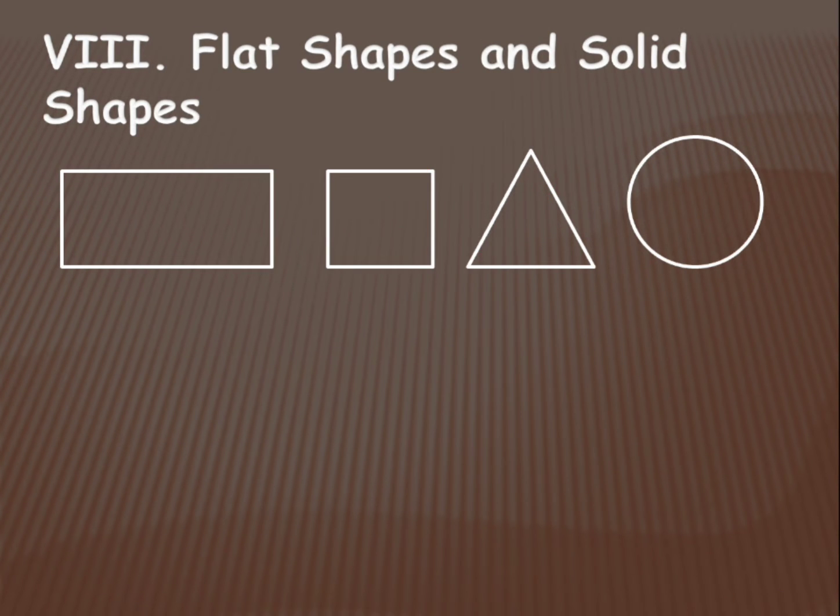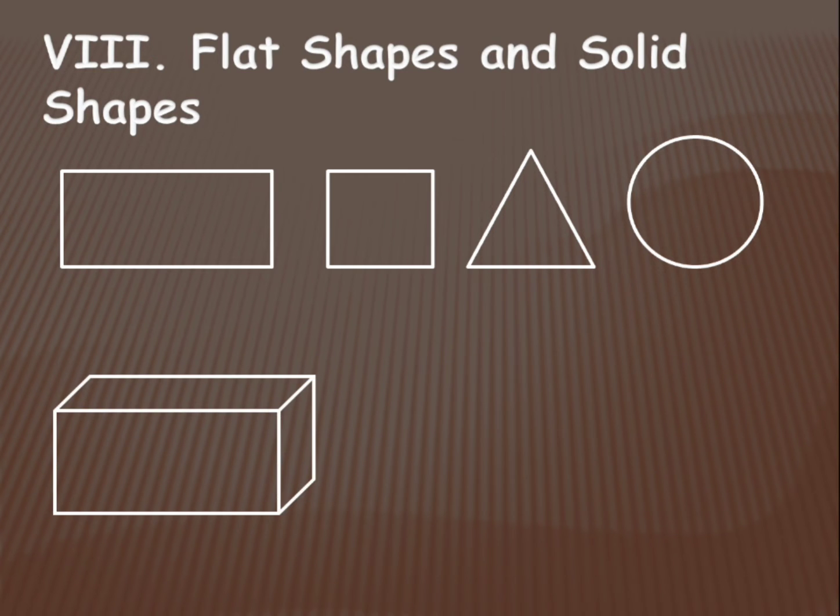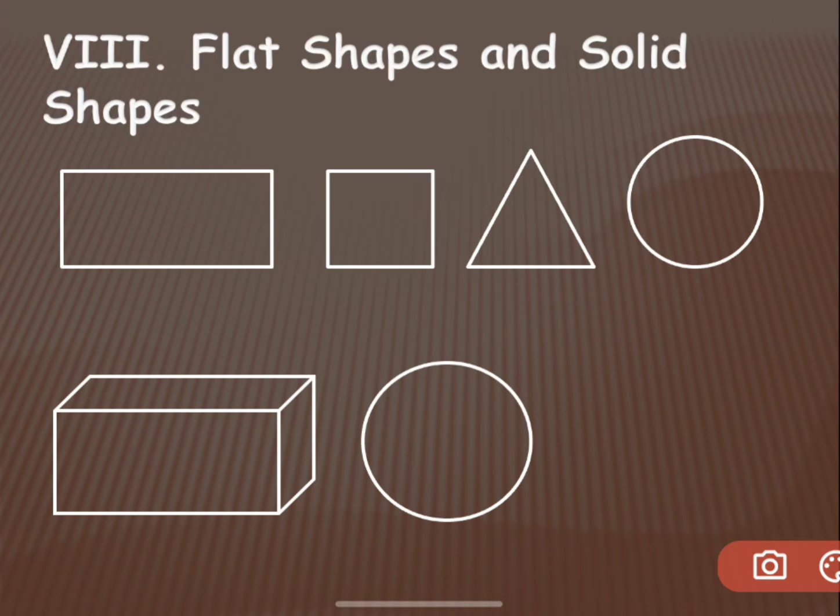Now coming to your solid shapes. So in solid shape, what you have learned? A cuboid. Yes, a sphere. A sphere is same as a circle. Okay, in a cuboid you can see a square and a rectangle. Okay, but in a sphere it is same like a circle, like your ball.